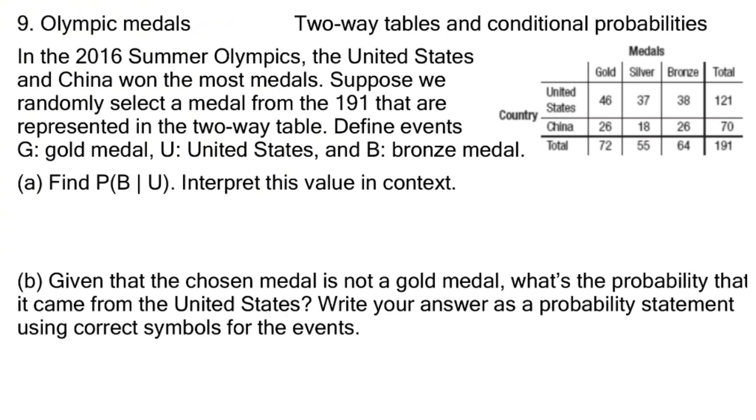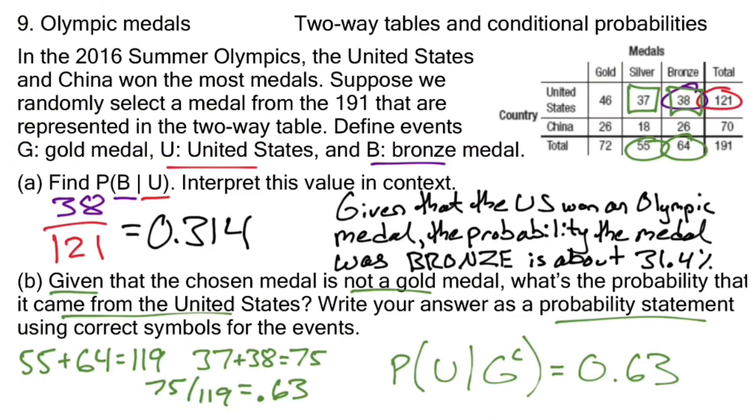In the 2016 Summer Olympics, the United States and China won the most medals. Suppose we are randomly going to select a medal from the 191 that are represented in the two-way table. To find the events, gold as G, U, the United States, and B, bronze. Go ahead and pause the video if you want to try it on your own, but here are the solutions.